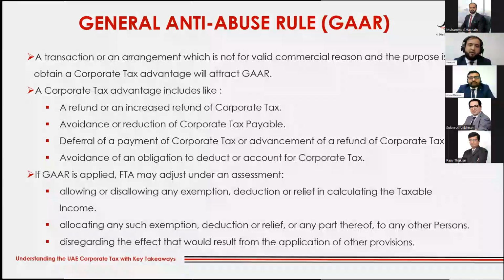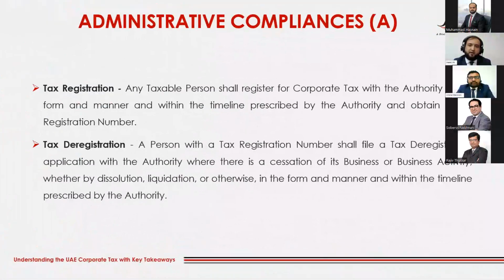Moving forward, now I will explain some points on administrative compliance matters. An entity going through a taxable activity needs to apply for corporate tax registration. This corporate tax registration number would be different from the VAT registration number. In contrast, a person who has decided to close a business, or has the intention to close a business, should file an application with the authority so that they can deregister the company from corporate tax.